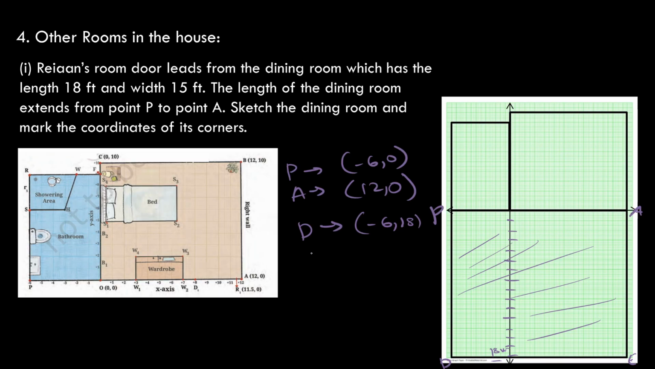8, and then E is going to be... you can see that E is going to be 12, 18, and this is 12, minus 18 since it's at the bottom, and this will also be minus 18. So these are the points for these rooms.